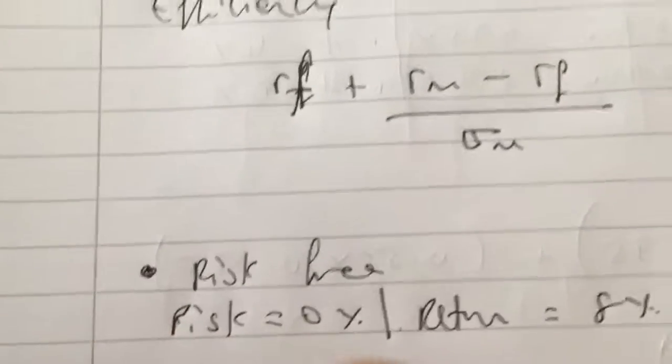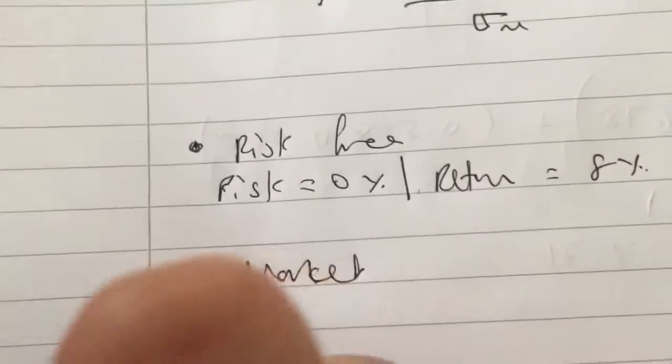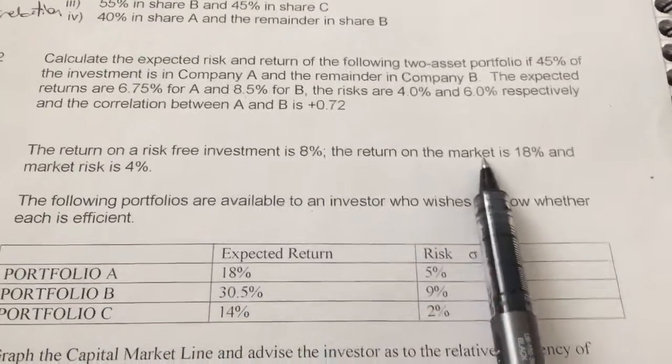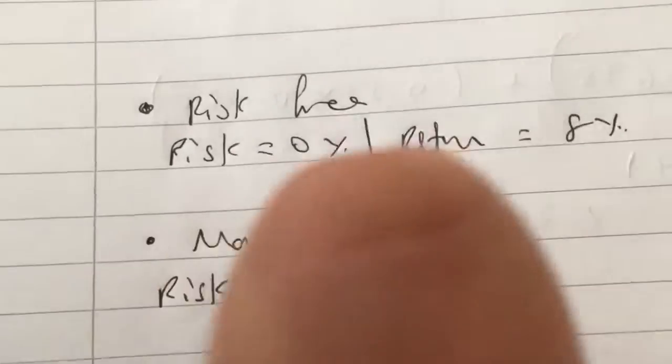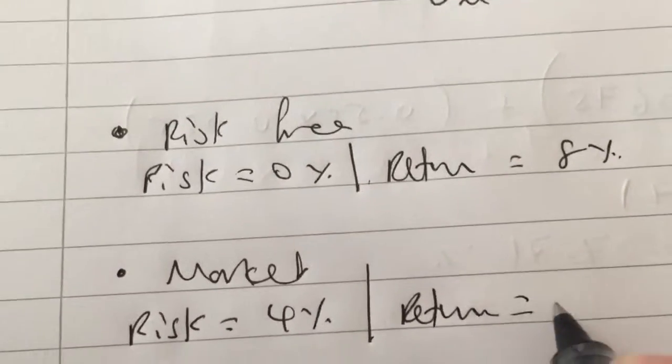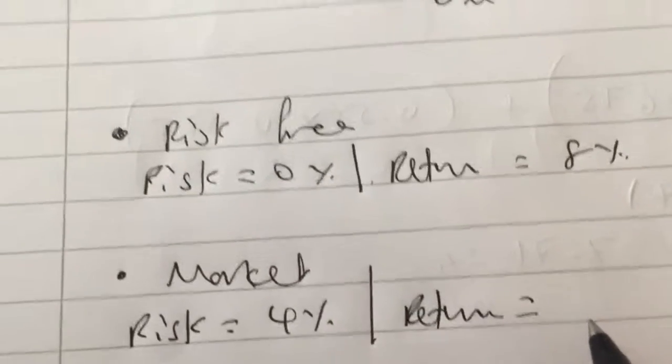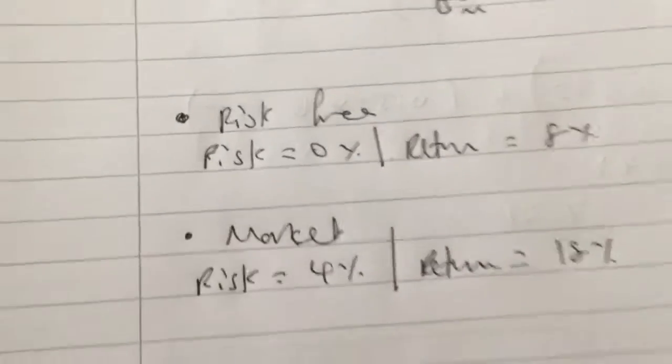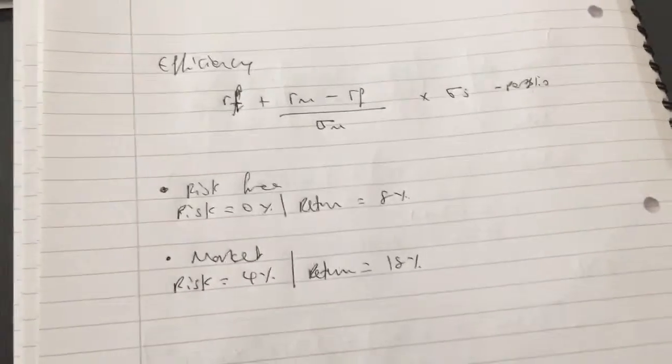And then we're looking at the market. We've looked at the risk-free, and now we need to look at the market. The return on the market is 18%, the risk is 4%. So for the market, the risk equals 4%, and the return equals 18%. They've given us this in the question. And we want to look at efficiency.